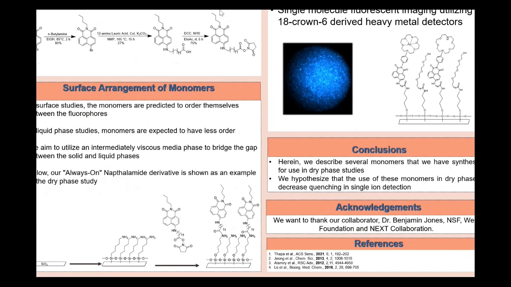In conclusion, our lab has synthesized several monomers and fluorophores that have been used in different phase studies. We hypothesize that the use of these monomers will decrease quenching in single ion detection.